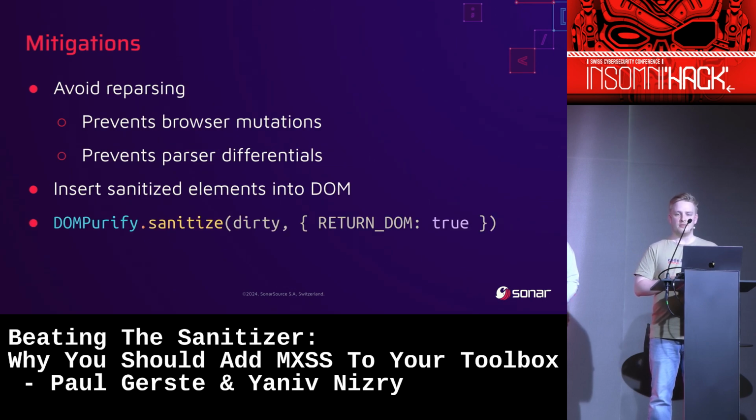And the final one is, if you can, just avoid reparsing at all. This would kill two birds with one stone. You don't have browser mutations and you don't have parser differentials if you only parse once, because the mutation happens in the serialization step where you put it back into an HTML string. And if you parse once, then there's no parser differential. Instead of getting an HTML string, you just get a full DOM tree, and then you can directly insert it into your page. And with DOMPurify, you can do it like this. You just set RETURN_DOM to true, and then you get a document instead of a sanitized string.